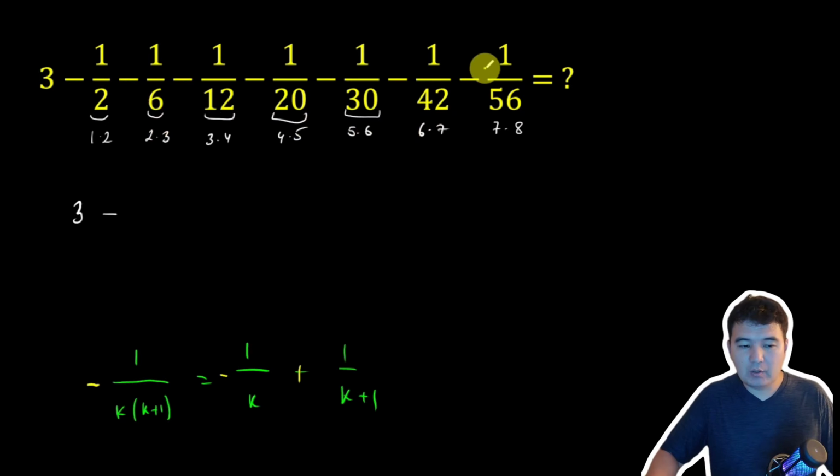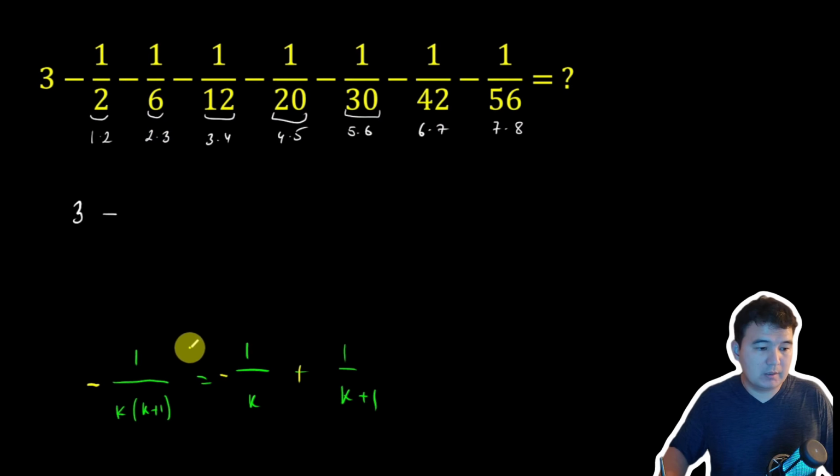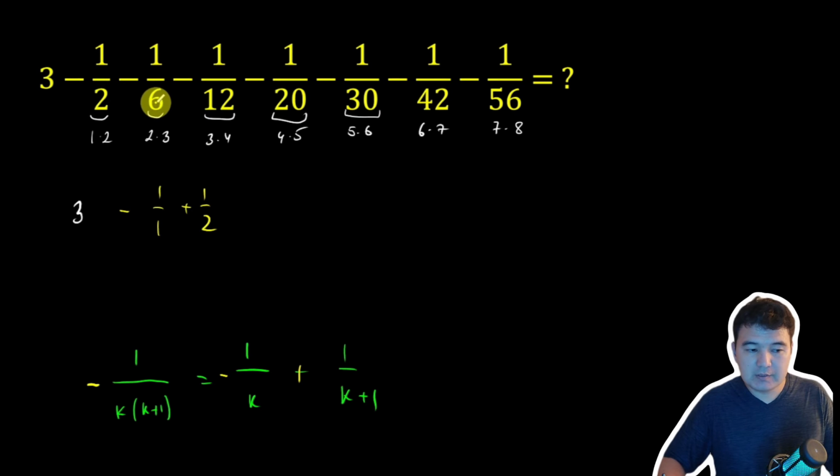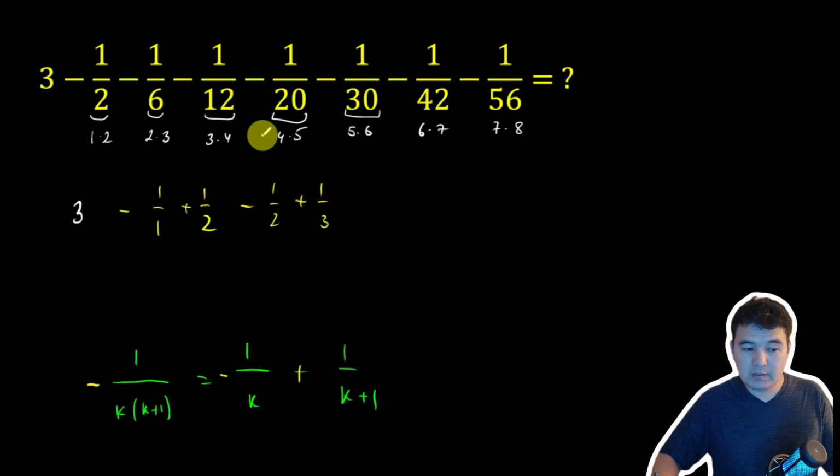I can rewrite all my fractions using these formulas. Minus 1 over 2, using this formula, means I have minus 1 over 1 plus 1 over 2. Minus 1 over 6 is minus 1 over 2 times 3. 2 times 3 means I have minus 1 over 2 plus 1 over 3. The next one is minus 1 over 3 times 4, which means I have minus 1 over 3 plus 1 over 4, and so on.